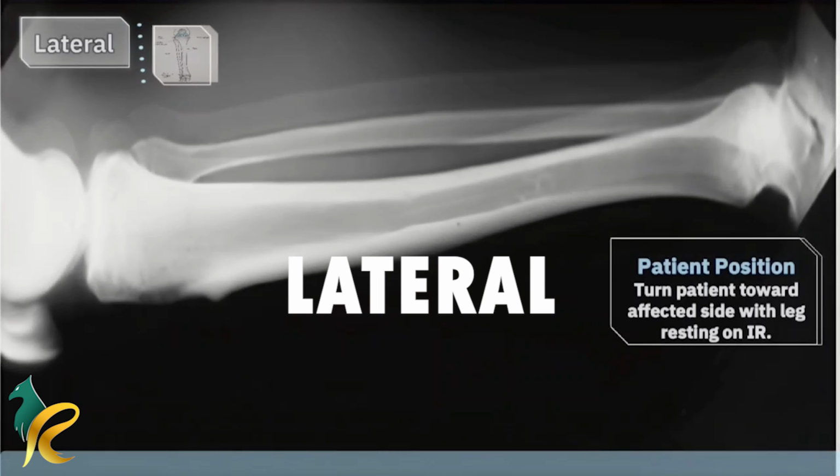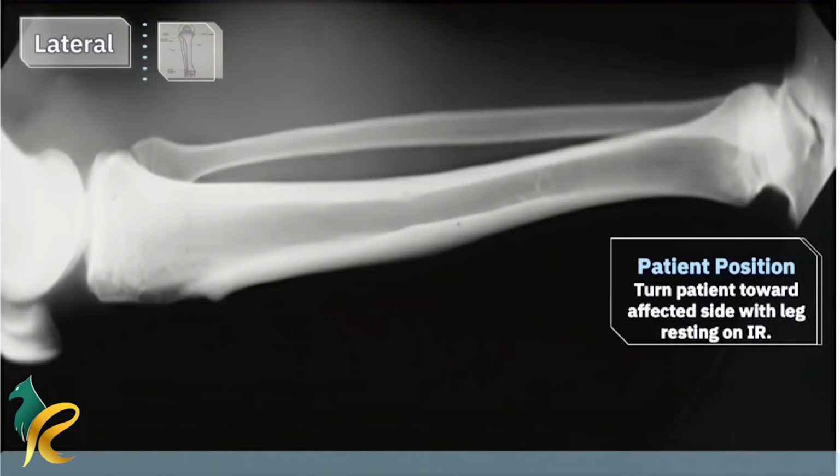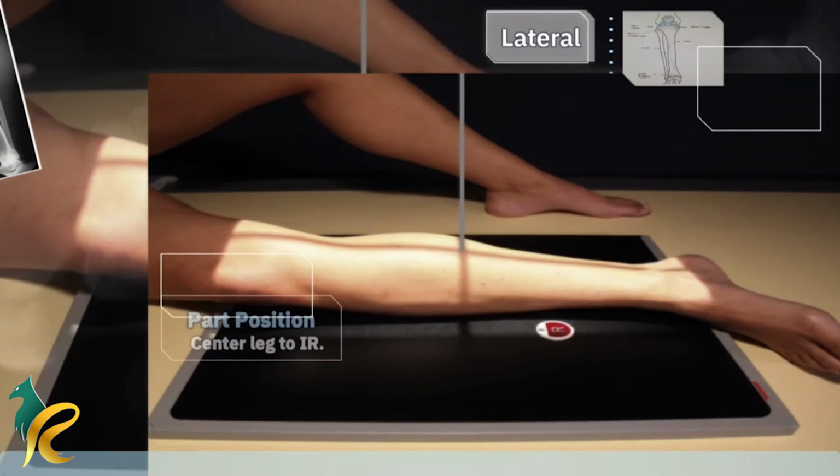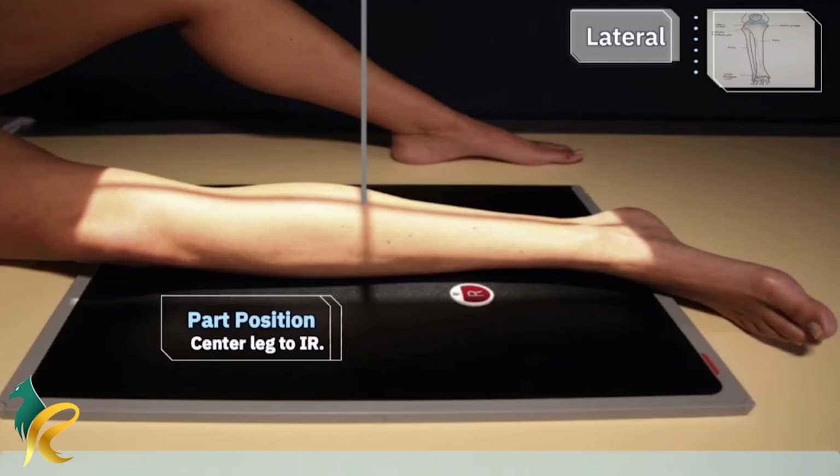In lateral imaging of the leg, we have to turn our patient towards the affected side with the leg resting on the IR. We must center the leg.